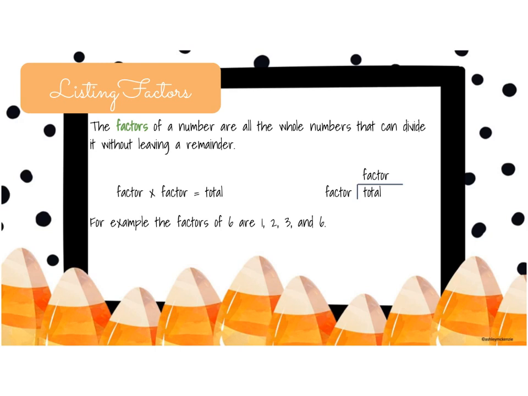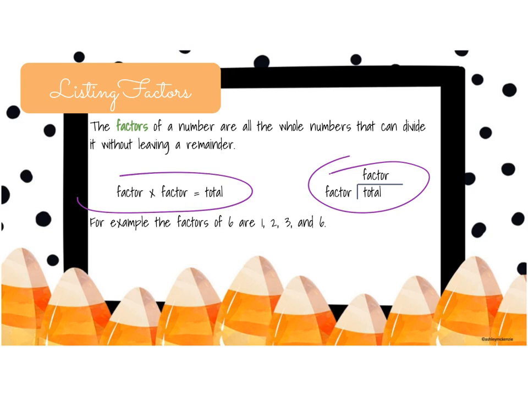So if you look at these two examples right here, a factor times a factor, that's what Avon was just telling us. A factor is the number you multiply together to get a product. So it can be factor times factor equals total, or you can take the total divided by a factor to find the other factor. So for example, the factors of 6.